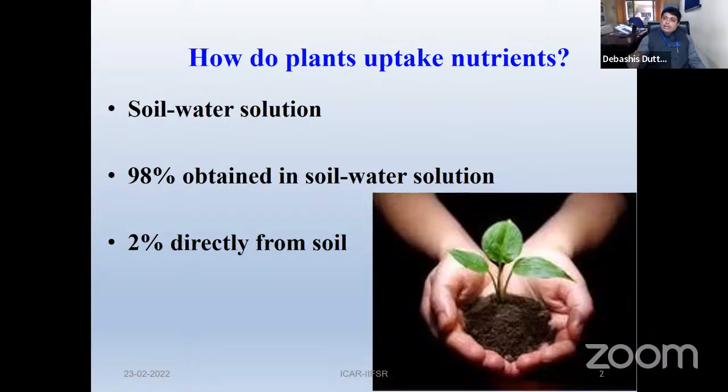Suppose we are applying compost. Compost is not soluble in the soil water solution. It should be mineralized and converted to nitrate or ammoniacal form. So we are applying an organic source of nutrient, but the plant cannot take it as such as an organic source from the soil water. Whatever we apply should be converted into the available form for plant uptake.